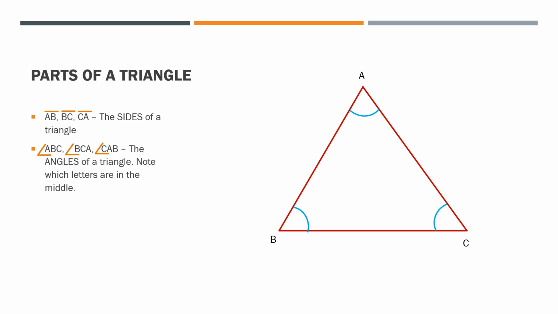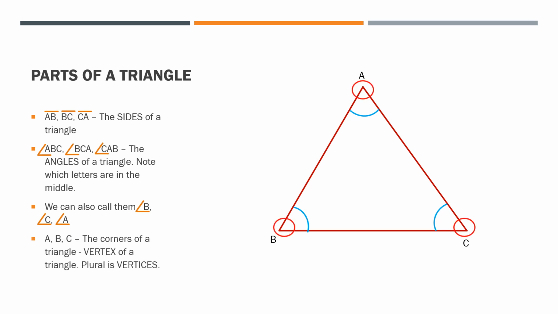And similarly, CAB, A is in the middle, so we are looking at the angle which is present by the point A. We can also call them angle B, angle C, and angle A. You have to put the angle sign before the alphabets to help understand that this is angle.